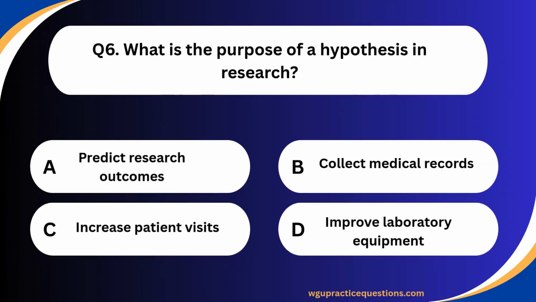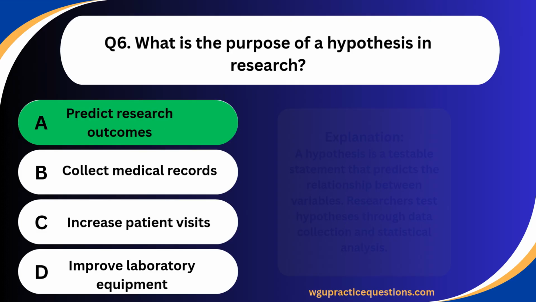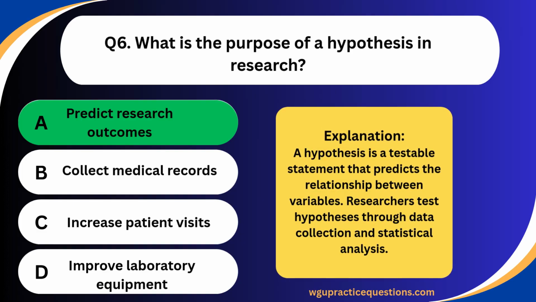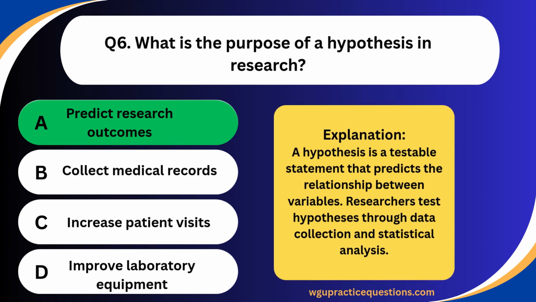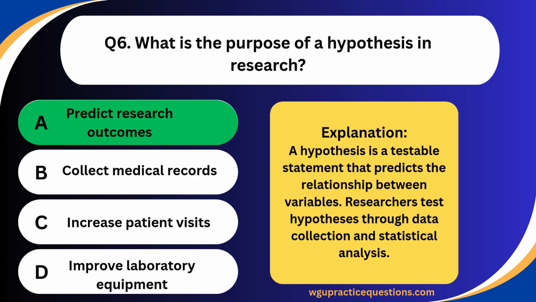Question 6. What is the purpose of a hypothesis in research? A. Predict research outcomes. B. Collect medical records. C. Increase patient visits. D. Improve laboratory equipment. Which one is the correct answer? The correct answer is A. Predict research outcomes. Explanation. A hypothesis is a testable statement that predicts the relationship between variables. Researchers test hypotheses through data collection and statistical analysis.